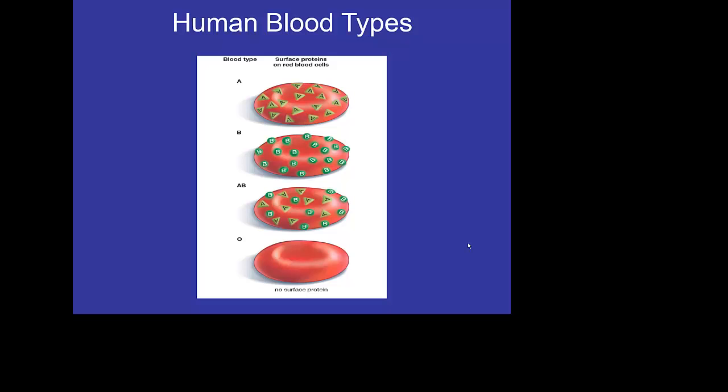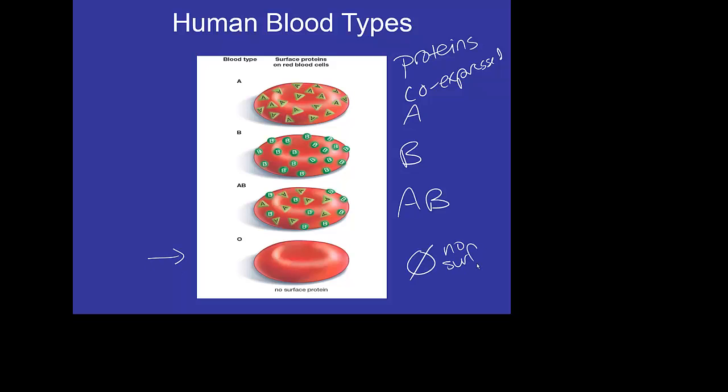So what this refers to is actually surface proteins. This means that our proteins are co-expressed. You get A proteins here, B proteins here, A and B proteins here, and no proteins here. So having an O blood type means that you have no surface proteins.